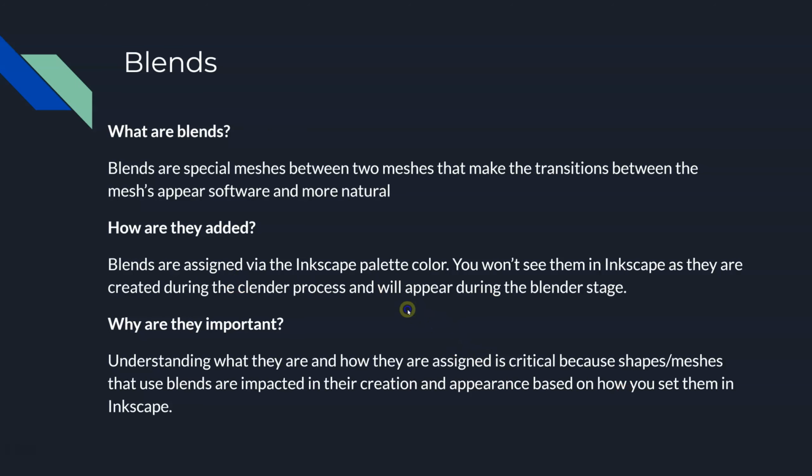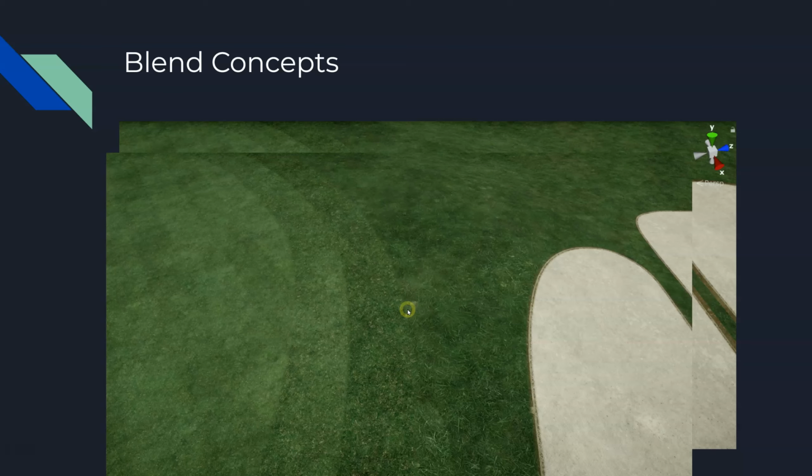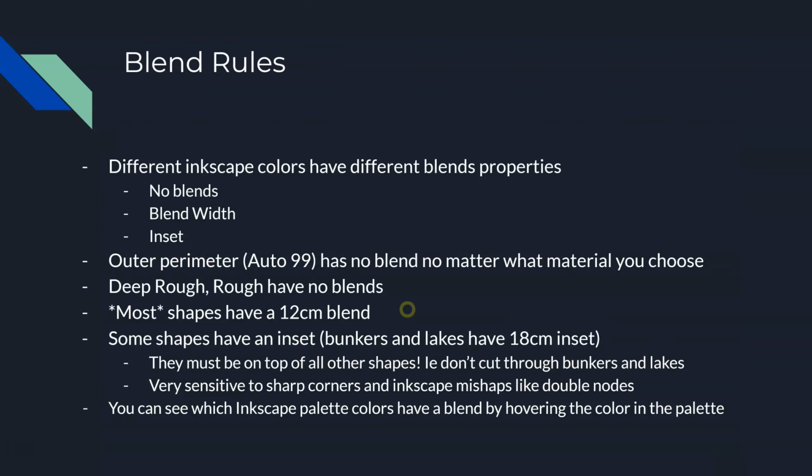So inside, let me see here. Blend concepts. Here, I went through there to show you what those blends look like. What are the rules with blends? So Inkscape colors have different blend properties. Some Inkscape colors have no blends. Some have a certain blend width. Some have an inset. I'm going to talk to those a little bit more here in a second.